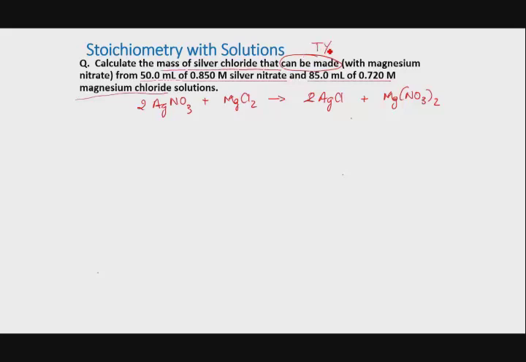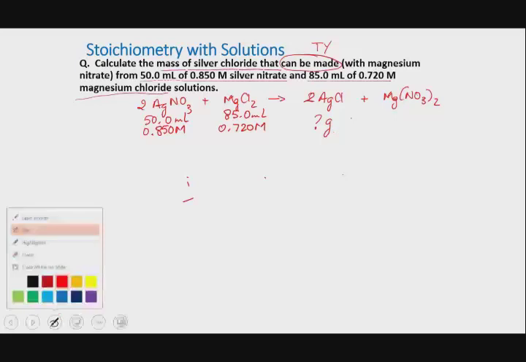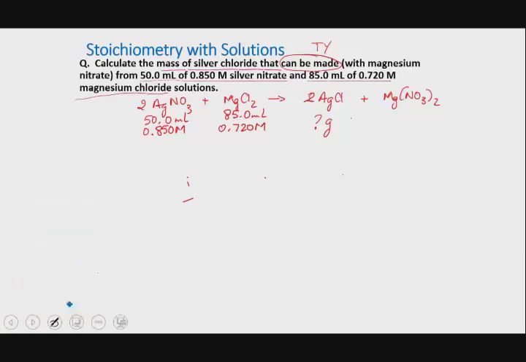Now there are two reactants. The volume of the first reactant is 50.0 mL. The concentration is given as 0.850 molar. Second one, volume is 85.0 mL of concentration 0.720 molar. So, we need to calculate the grams of silver chloride that can be made. So, how do we do that? What's the next step? Yes, the next step is for us to figure out the limiting reactant.